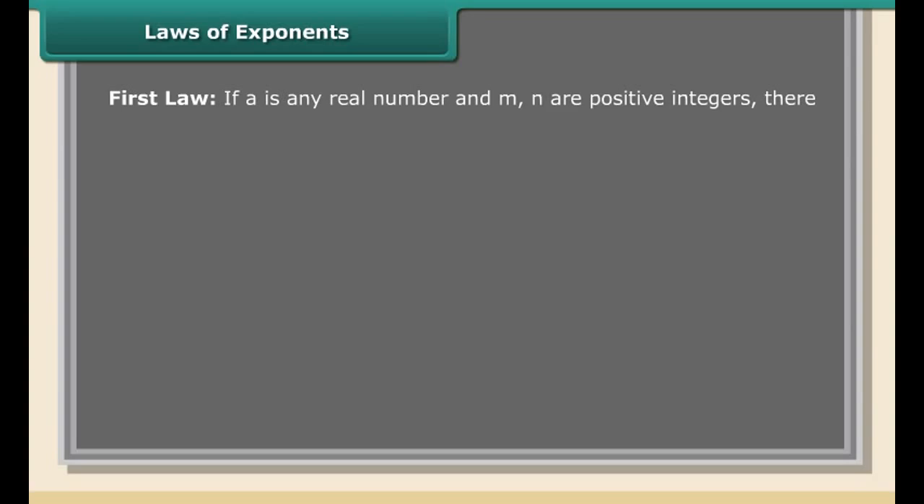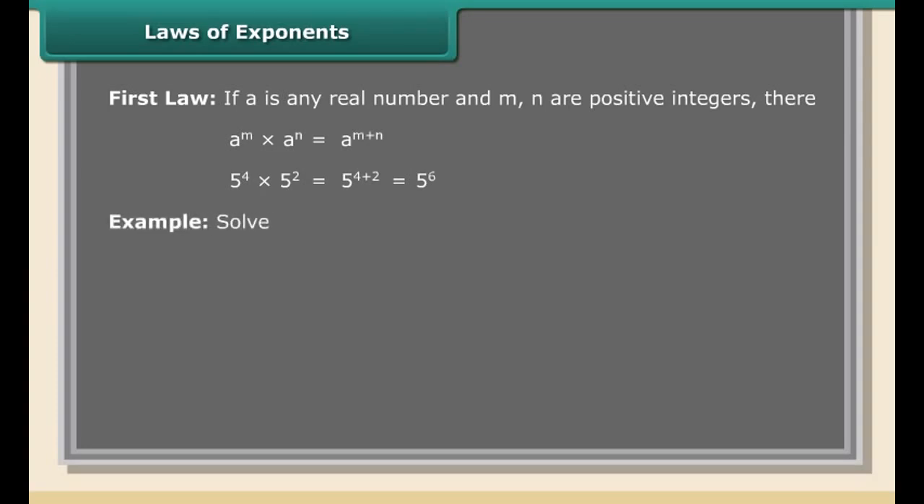In general, we can say that for any non-zero integer, laws of exponents. First law: if a is any real number and m, n are positive integers, then a raised to the power m × a raised to the power n is equal to a raised to the power m plus n. 5 raised to the power 4 × 5 raised to the power 2 is equal to 5 raised to the power 4 plus 2, which equals 5 raised to the power 6.